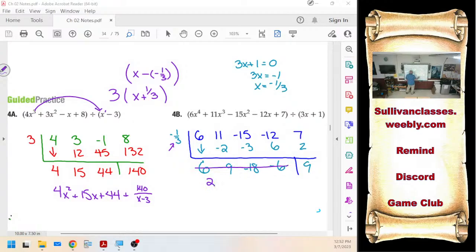That's 2, 3, negative 6, negative 2. It was a quartic divided by a linear. So I start with x cubed, then x squared, then x, then constant. This guy doesn't get divided because at the very, very end, I'm going to have a 9 over 3x plus 1. Cool.